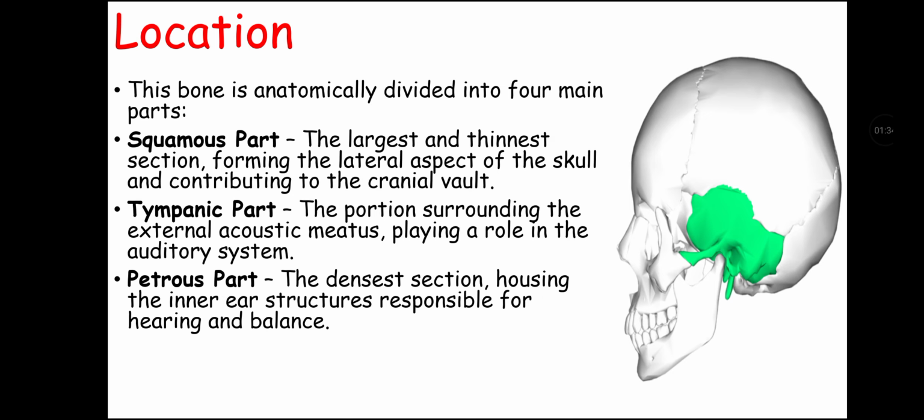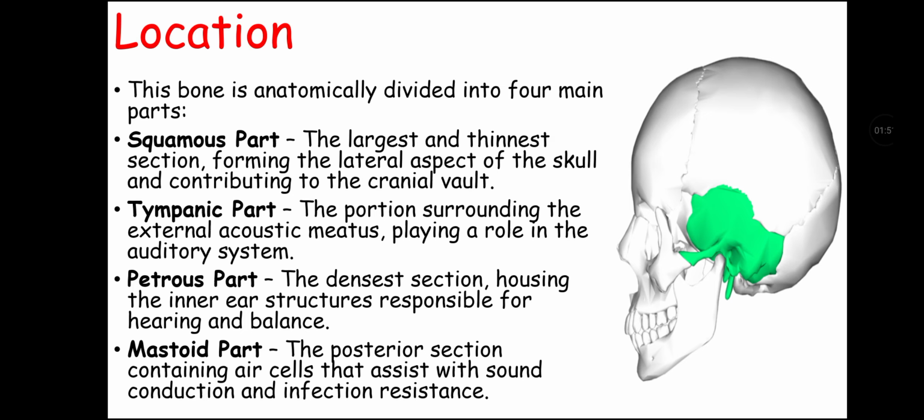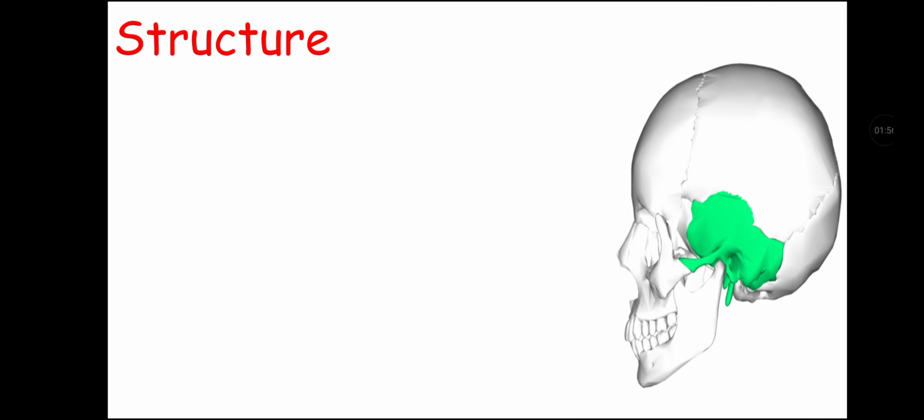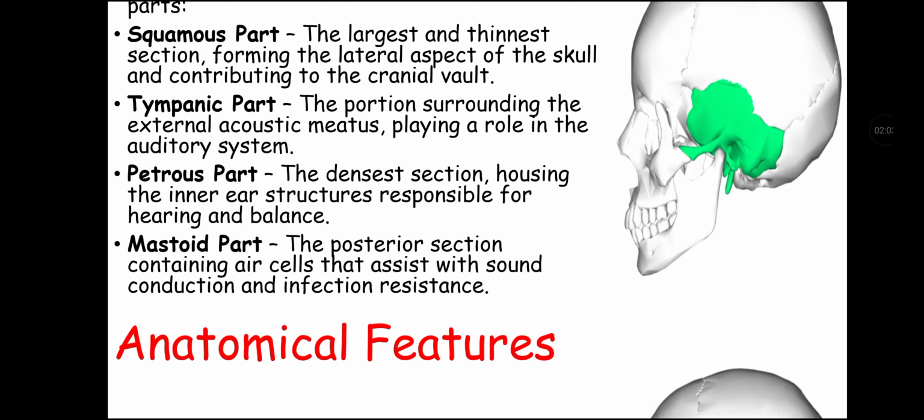The next part is the mastoid part, that is the posterior section containing air cells that assist the sound conduction and inferior resistance. Other than that, it also has a styloid part. This bone is anatomically divided into four main parts, and these parts we just talked about.